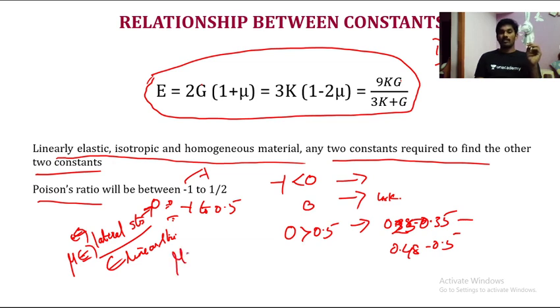So the mu value is less than zero. This is a foam. So have you understood it? Got it? Now we will move to the next one.